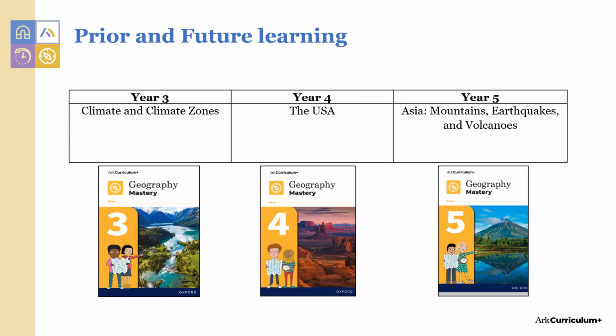These are the main prior and future learning links that we have identified for this unit. Year 3, Climate and Climate Zones, Year 4, the USA, and Year 5, Asia, Mountains, Earthquakes, and Volcanoes. For more information on the prior and future learning links, please look at the Unit Planning Guidance or the Geography Progression document.